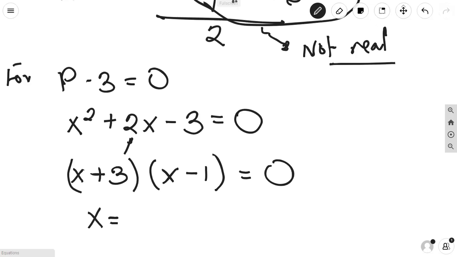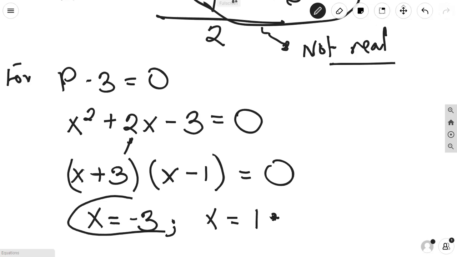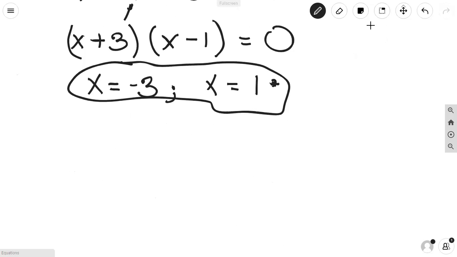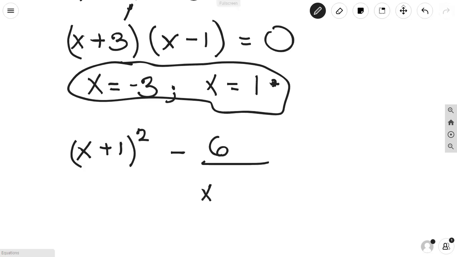Solving that, we see that x equals minus 3 will satisfy the equation, and also x equals 1 will definitely satisfy the equation. So these solutions definitely are real. And x equals minus 3 and x equals 1 are in fact the real solutions of the equation which we have to solve, (x + 1)² − 6 divided by (x² + 2x + 3) is equal to 3.